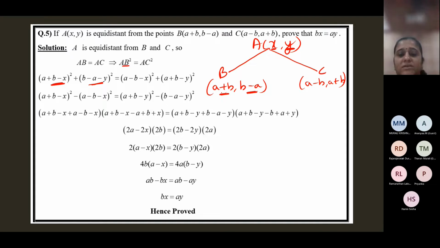So subtract the X coordinates. A plus B minus X, the whole square. B minus A minus Y, the whole square. Then for AC, that is AC square: A minus B minus X, the whole square, plus A plus B minus Y, the whole square.